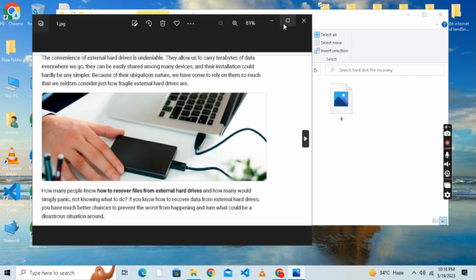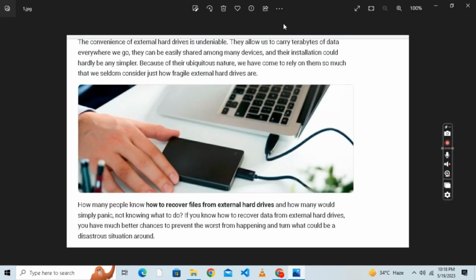The convenience of external hard drives is undeniable. They allow us to carry terabytes of data everywhere we go. They can be easily shared among many devices, and their installation could hardly be any simpler. Because of their nature, we have come to rely on them so much that we seldom consider just how fragile external hard drives are.